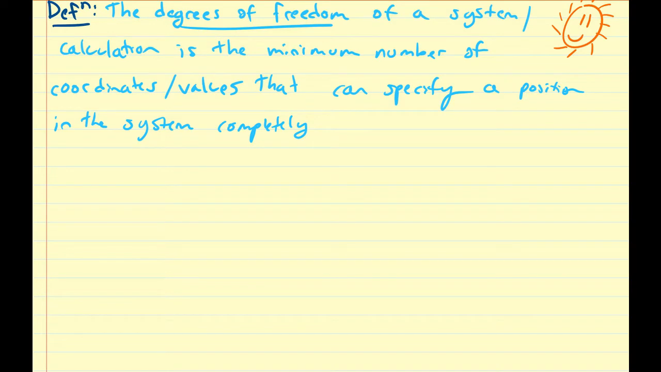Hello there. In this video we're going to talk about a basic concept that is going to be used in the next coming videos, and that is called the degrees of freedom. The definition of degrees of freedom varies depending on the approach you're going at it from, but in general it's the minimum number of coordinates or values that can specify a position in a system or calculation completely.